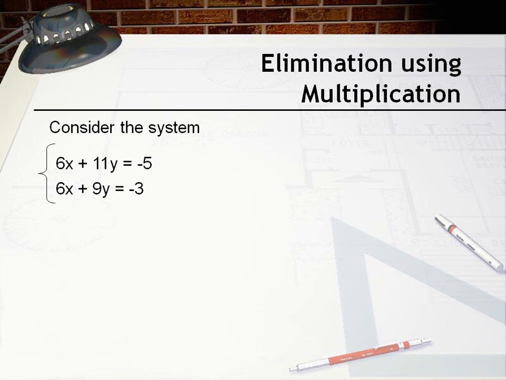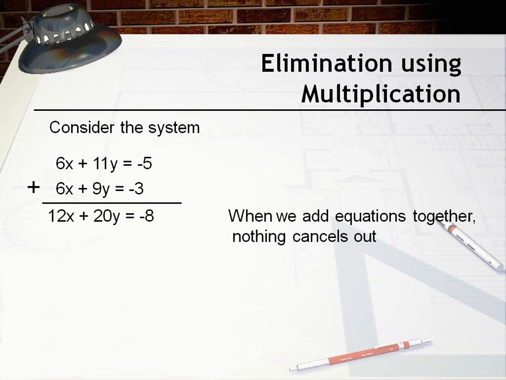Consider this system of equations. 6x plus 11y equals -5 and 6x plus 9y equals -3. Now if you wanted to add these two equations together, notice that you do not eliminate any variables, because you'll get 12x plus 20y equals -8. That is not what we want to do. Nothing cancels out in this situation. We want to eliminate one of these variables, and it's not happening just by adding these two equations together. So this is not how you solve a system of equations.